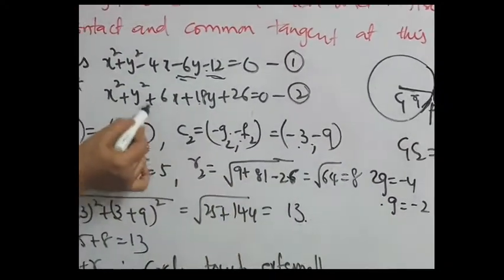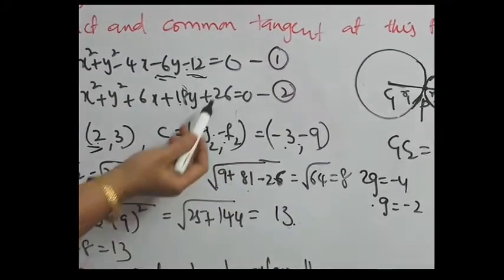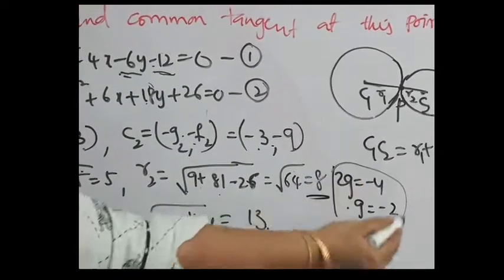R2 means root of g square plus f square minus c. g square means minus 3 whole square, 9. f square, minus 9 whole square, 81, minus 26. So how much? 8. Okay.